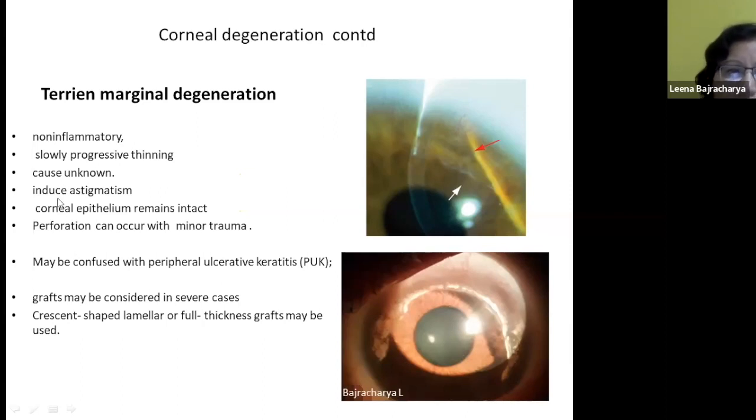we have to treat the induced astigmatism, and if it is severe, there may be chances of perforation with minor trauma, and then we can do a tectonic crescent-shaped lamellar graft in case of severe Terrien's marginal degeneration.